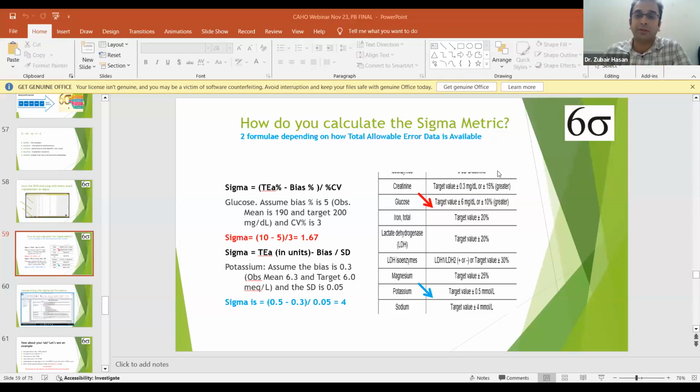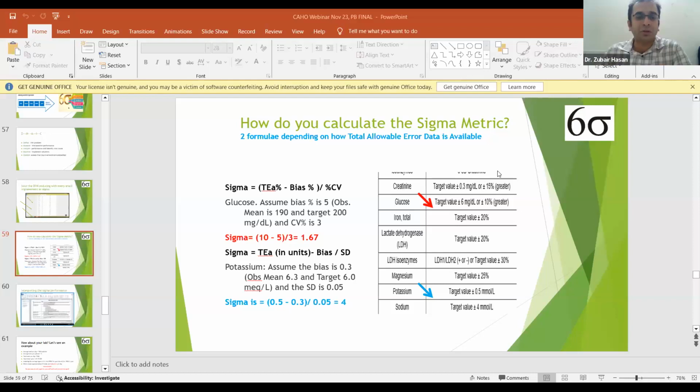Yeah. CV is what you achieve, and bias is from the EQAS. CV is from an internal CV. If you do monthly tracking, then you should use the CV that you're achieving on a monthly basis, and bias is from the EQAS program. That can be one way. That's commonly done. A lot of people do it like that, using bias from the EQAS performance and CV from your monthly CV performance.